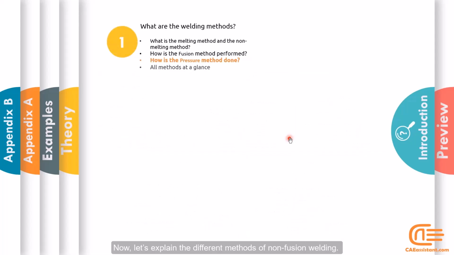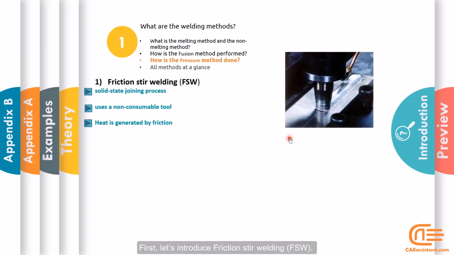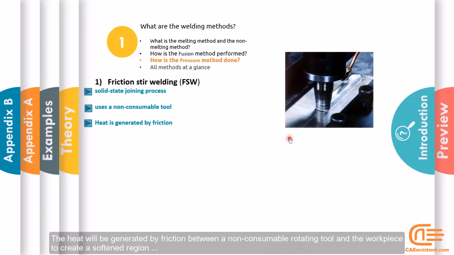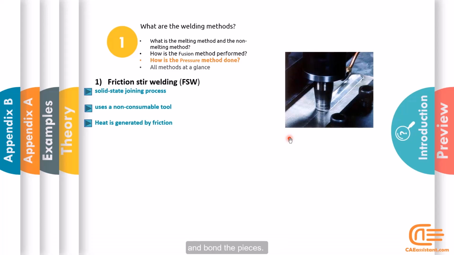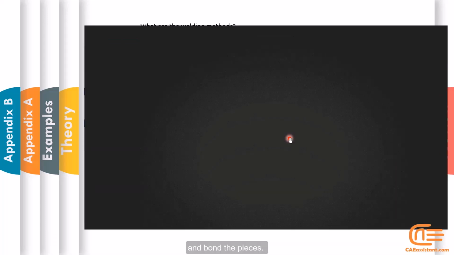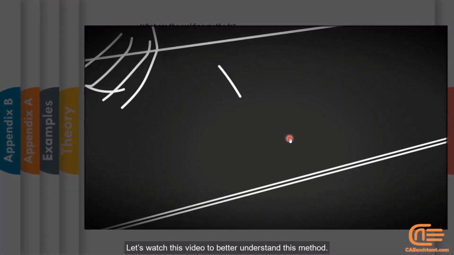Now let's explain the different methods of non-fusion welding. First, let's introduce friction stir welding, or FSW. The method is a solid-state joining process. The heat will be generated by friction between a non-consumable rotating tool and the workpiece to create a softened region and bond the pieces. Let's watch this video to better understand this method.